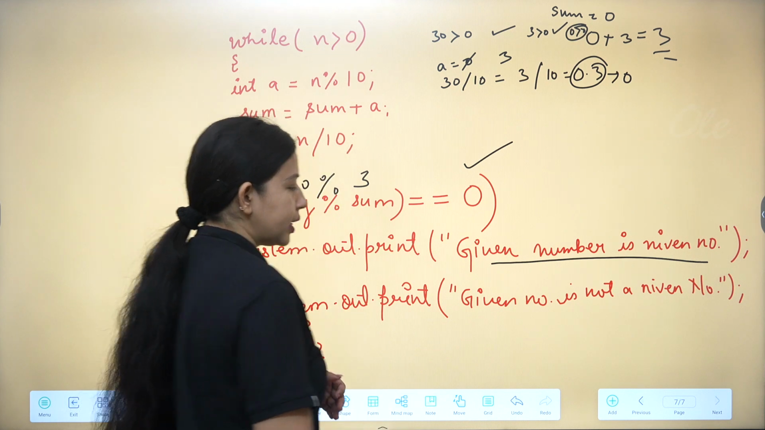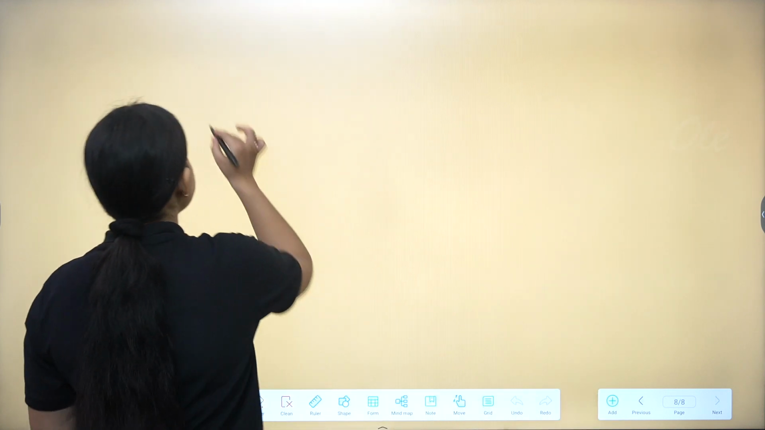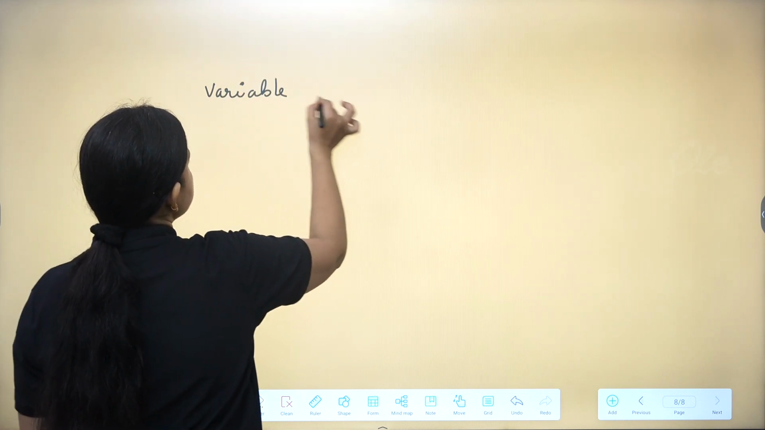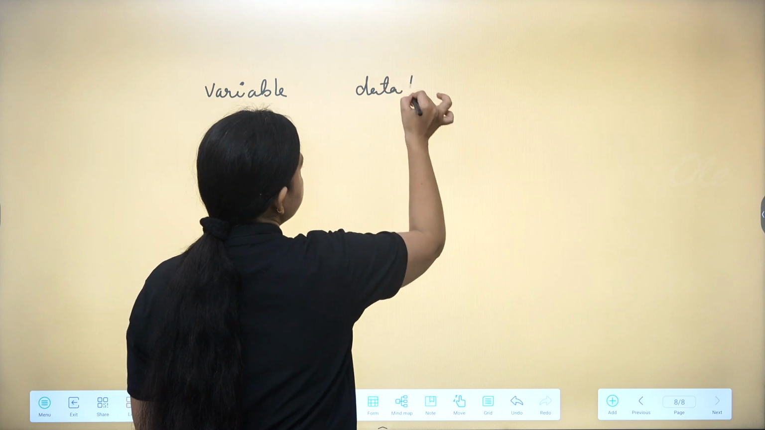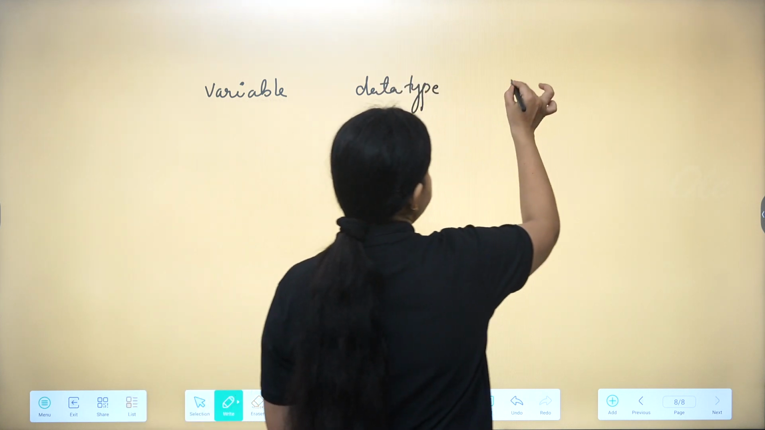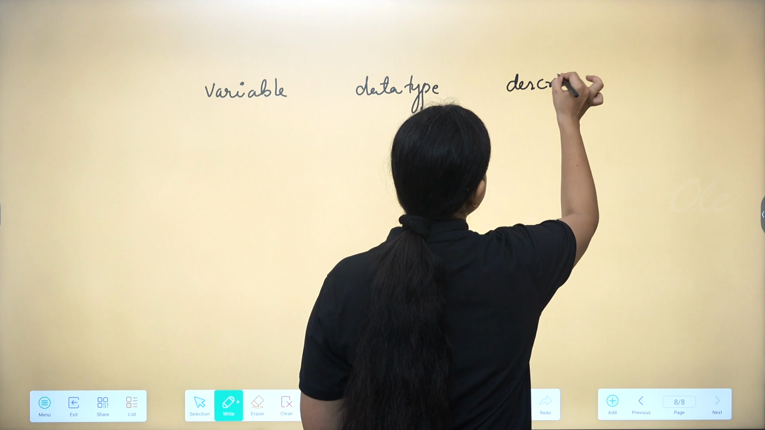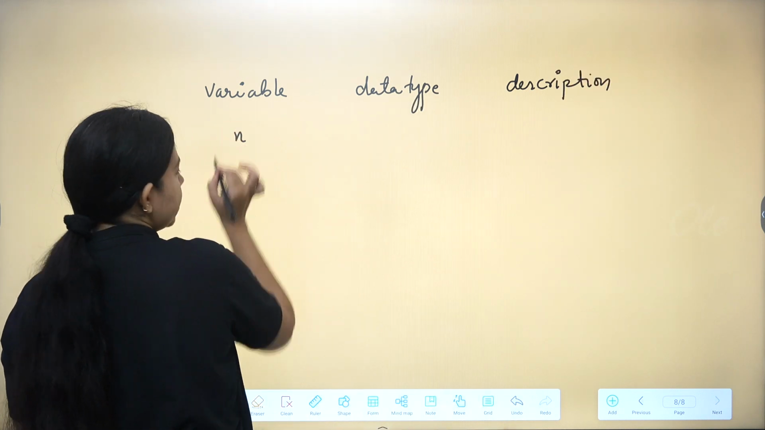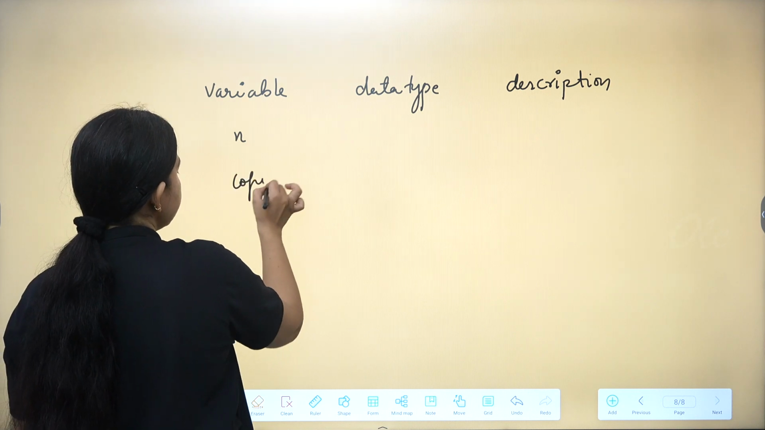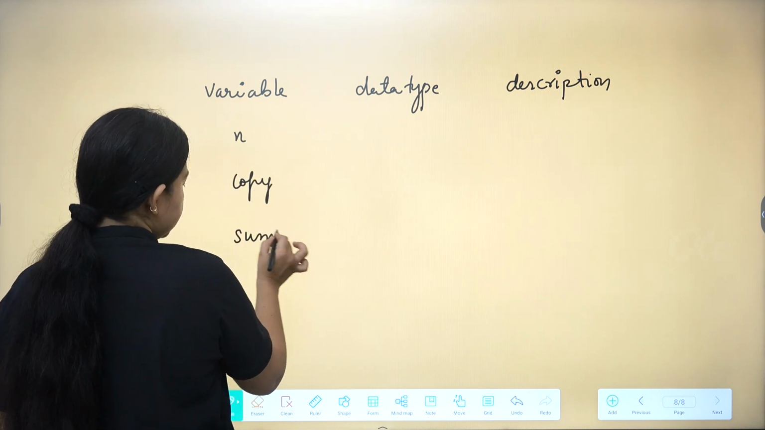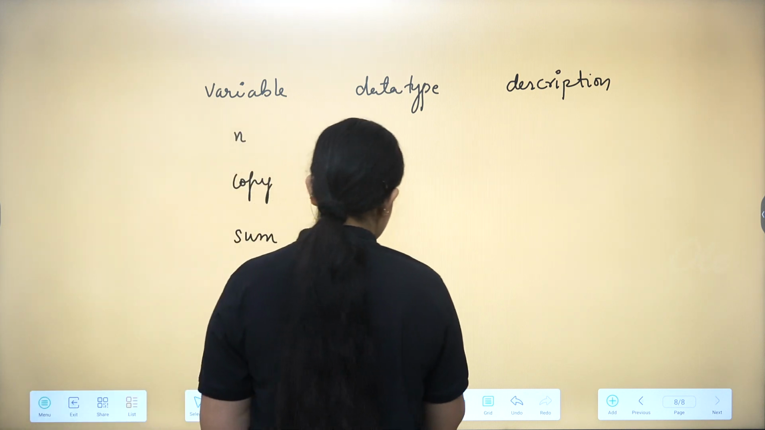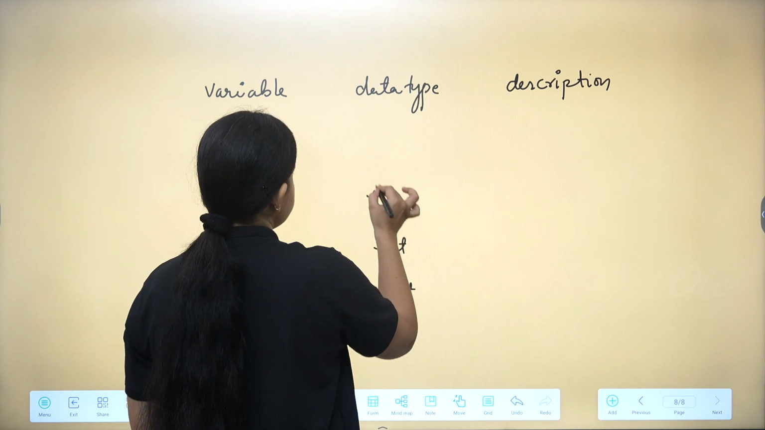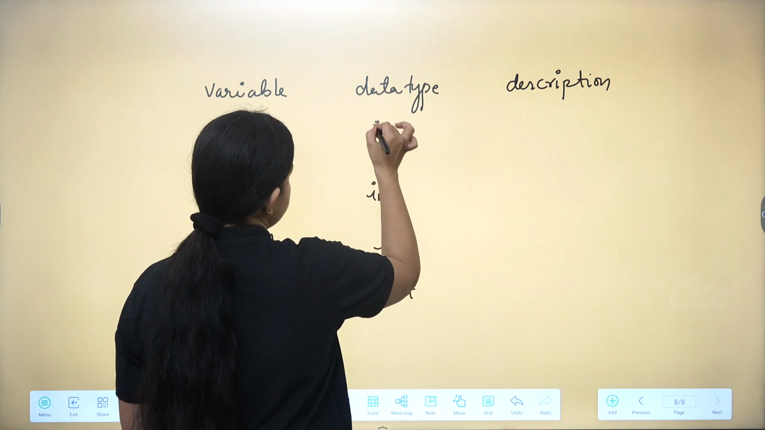So similarly, you can design the VDT for that, where you have to write variable, data type and description. So how many variables are you using? You are using n, you are using copy, you are using sum. Only 3, and a also in between. So int, sum is also int, copy is also int, and n is also int.